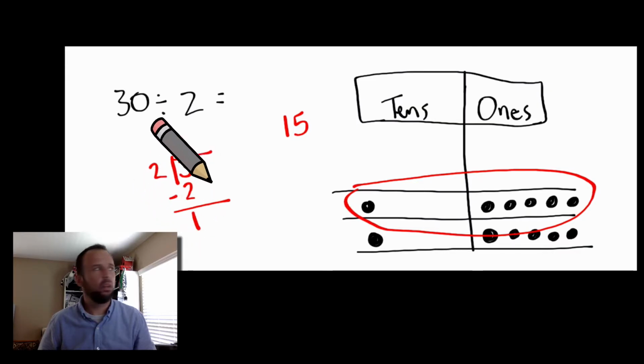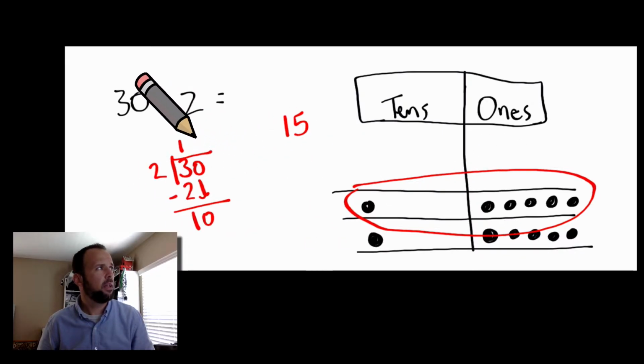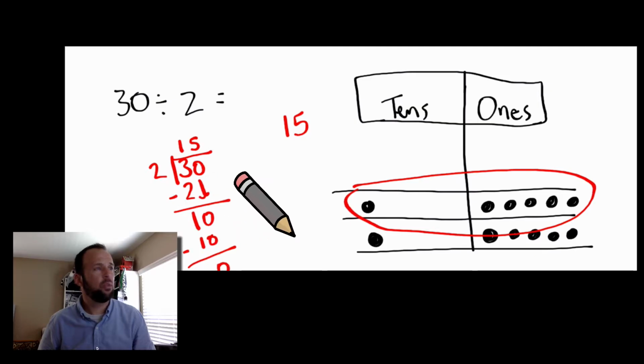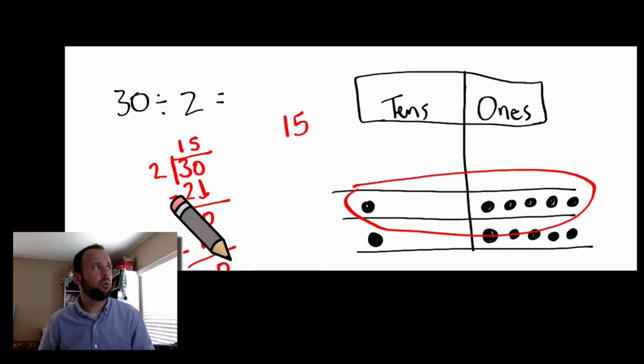It would leave me 1 left over here, and then I'd bring down my 0, so that'd be 10. That's how I ended up with those 10 ones, right? And I could put those into 5 groups. 2 times 5 is 10, subtract. We're left with no remainder. So there's nothing left over hanging out up here. Okay, we're good to go there.